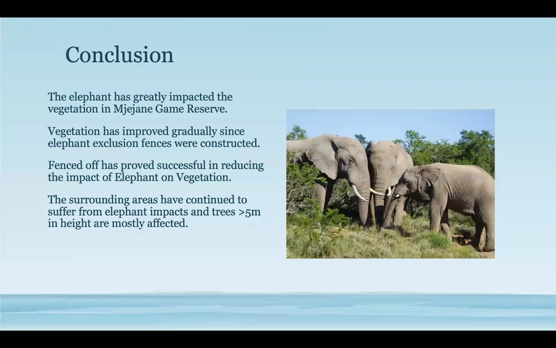So in conclusion, the elephant has greatly impacted the vegetation in the area through a series of their activities, while vegetation has improved gradually since elephant exclusion fences were constructed. And this is very, very glaring. Fencing off has proven to be successful in reducing the elephant impact on vegetation in the area.